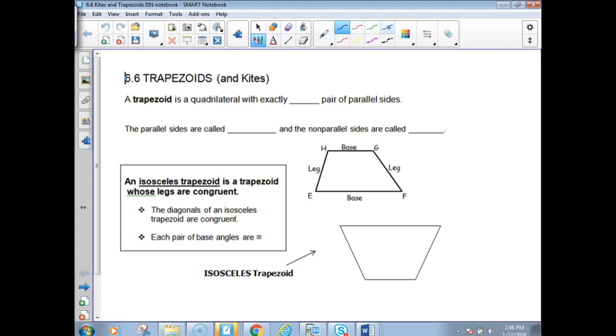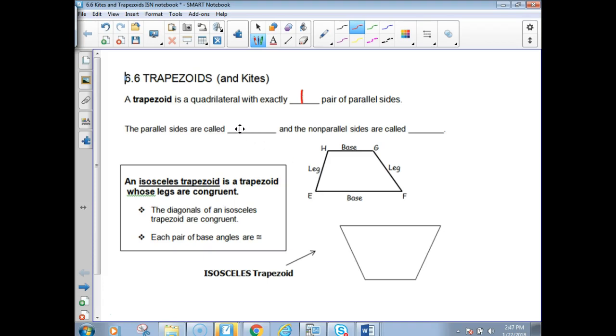We are finally to the shapes that aren't parallelograms. Everything else we talked about: quadrilaterals and all the different types of parallelograms. And these are quadrilaterals that aren't parallelograms. Trapezoids and kites. A trapezoid is a quadrilateral with exactly one pair of parallel sides.